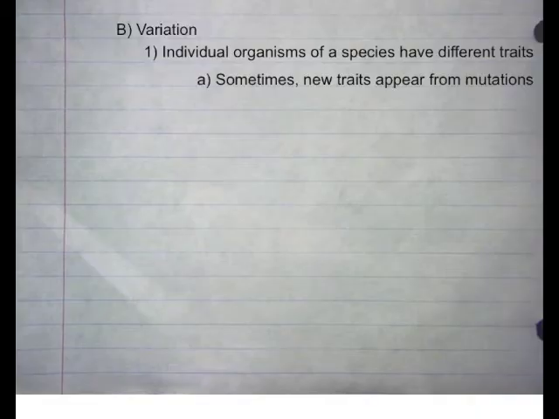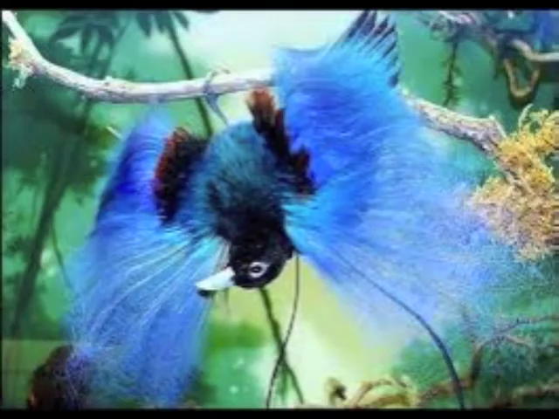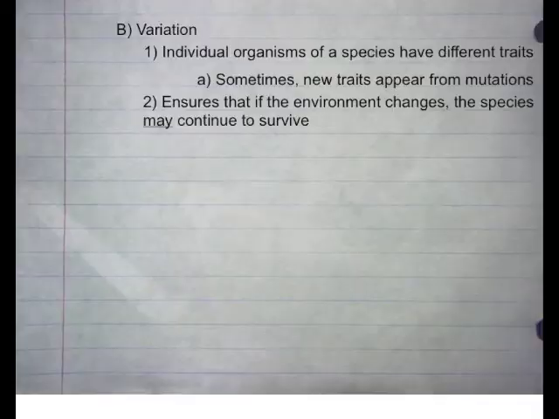Variation. Individual organisms of a species have different traits. Sometimes new traits appear from mutation. Variation in organisms is incredibly important as it allows a diversity of traits amongst organisms. This diversity ensures that while some organisms may die to a disaster, others will live for a long time. It ensures that if the environment changes, the species may continue to survive.